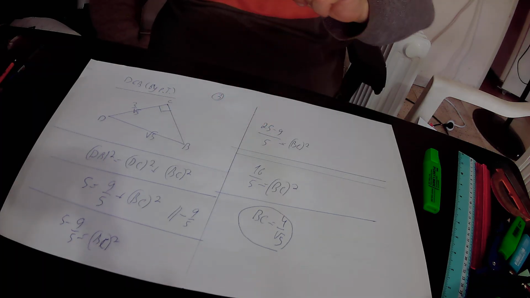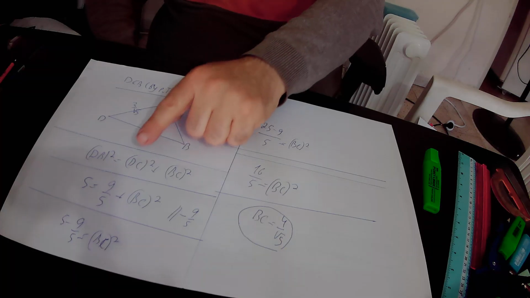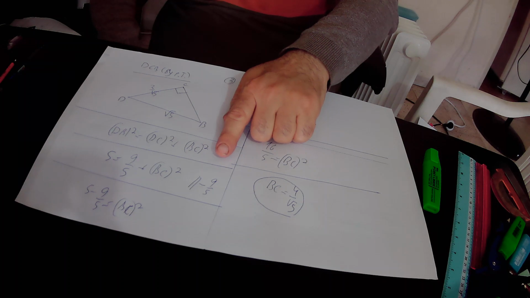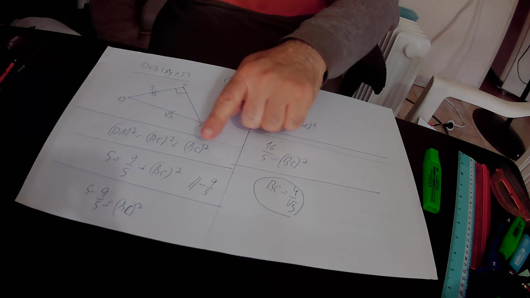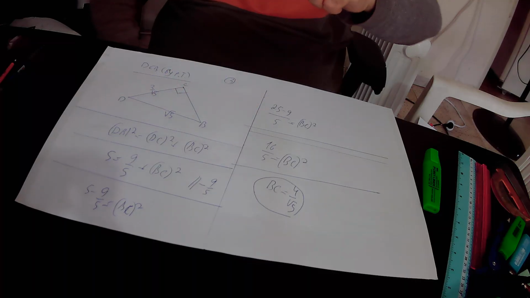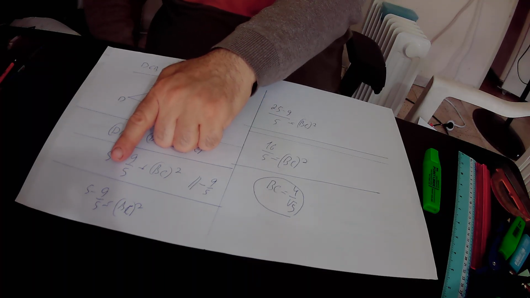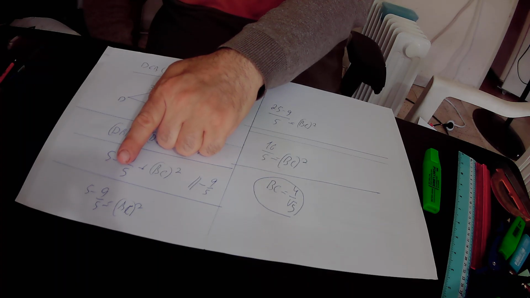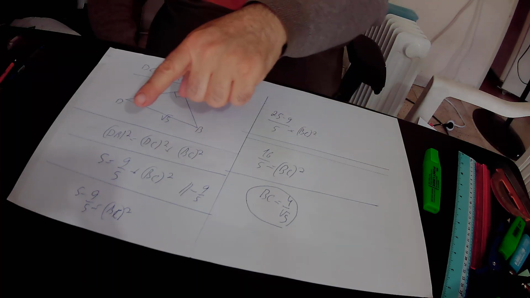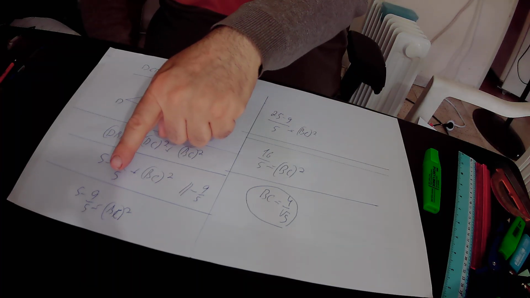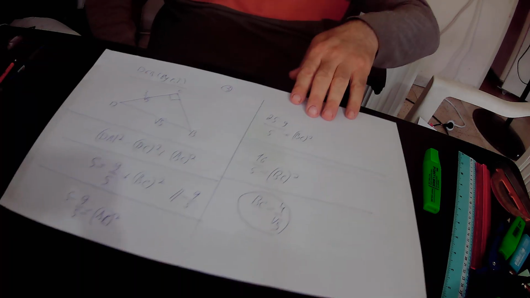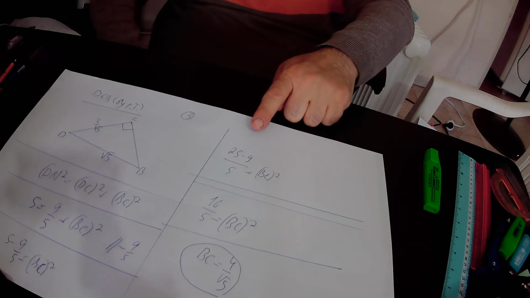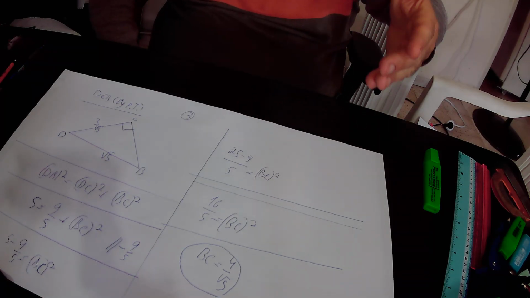BC is the missing side, so we leave it as it is. So actually we found that 5 equals 9/5 plus BC square. Here we moved 9/5 to the other side of this equation and finally found that BC square equals 5 minus 9/5. Here we multiplied 5 by 5 and then divided by 5 in order to have a common denominator with 9/5. So 5 times 5 is 25, so in the numerator of this expression we have 25 minus 9, divided by 5. So 25 minus 9 over 5 equals BC square. 25 minus 9 is 16, so 16 over 5 equals BC square.